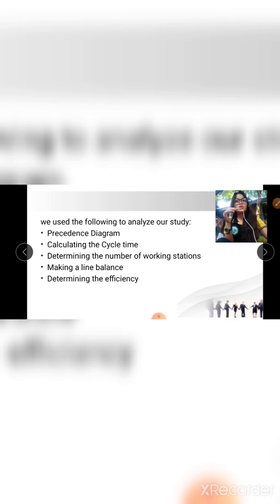So the challenge was to analyze the following: the precedence diagram, calculating the cycle time, determining the number of working stations, making a line balance, and determining the efficiency. That will be discussed later on.